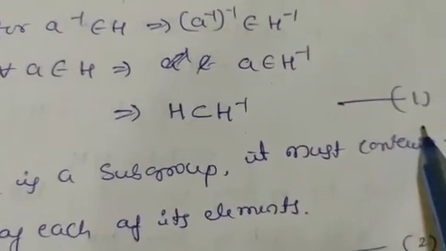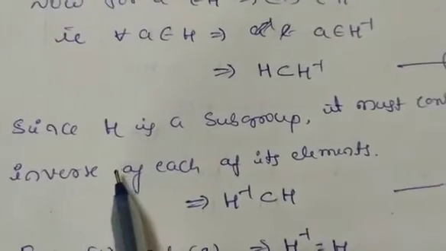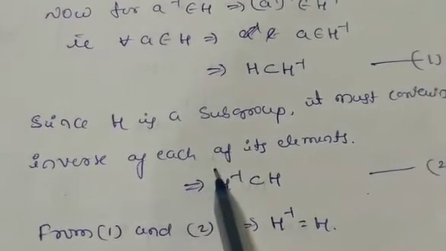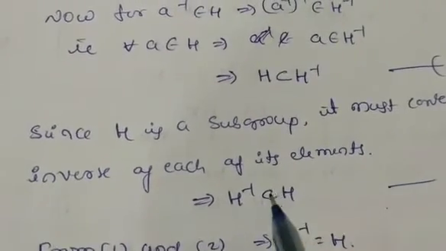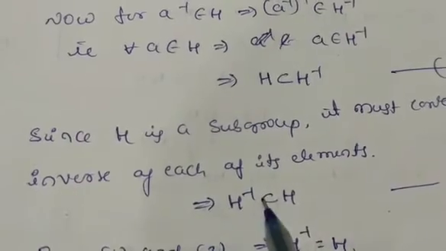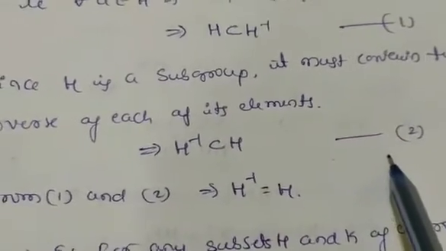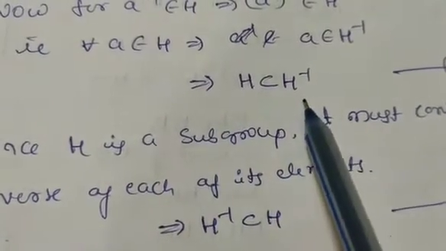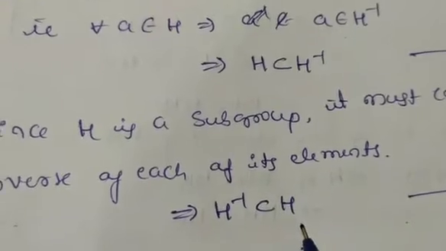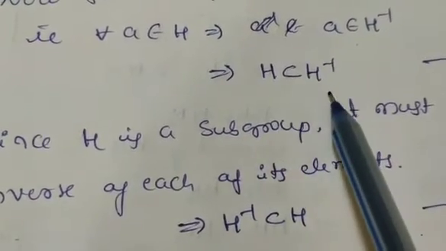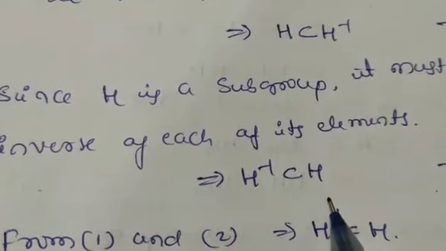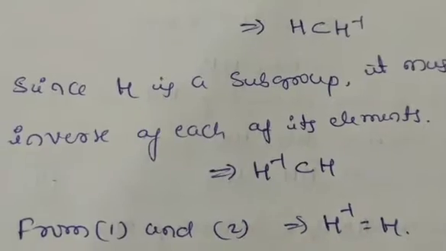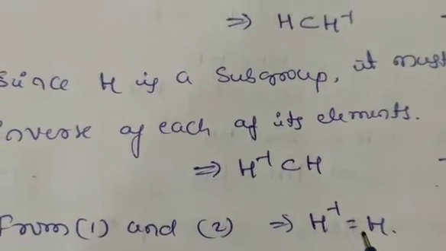Take this as equation number 1. Since H is a subgroup, it must also contain the inverse of each of its elements. That is, H inverse is contained in H. This is the second equation. So from these two equations, H is contained in H inverse and H inverse is contained in H, meaning H is a subset of H inverse and H inverse is a subset of H. This is possible only when they are equal. So from equations 1 and 2, we have H inverse is equal to H.